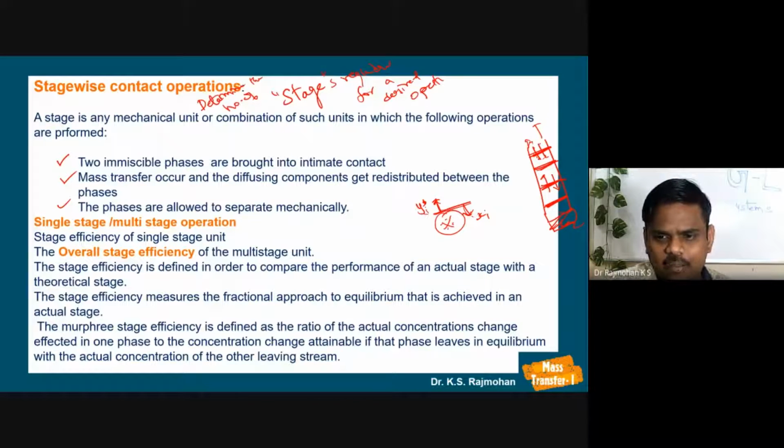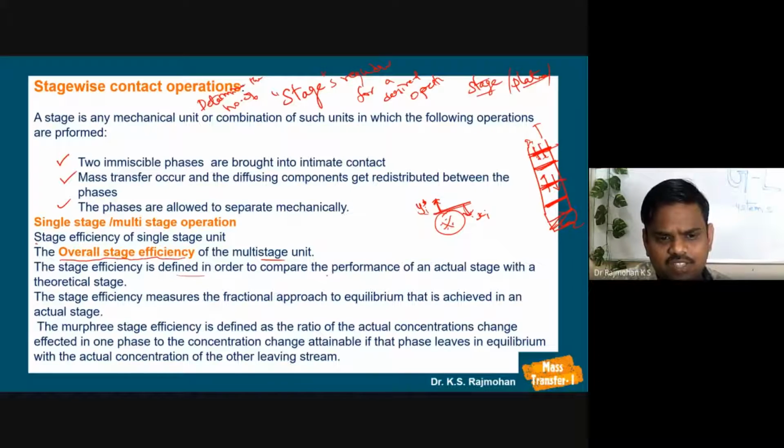So that is theoretical, but practically is it so? How close is it to the actual value? There we define the stage efficiency. A stage is one stage, one plate. You can say stage, or you can say plate if it is a plate column. So number of stages required or number of plates required. But if it is a multi-stage unit, we define an overall stage efficiency.